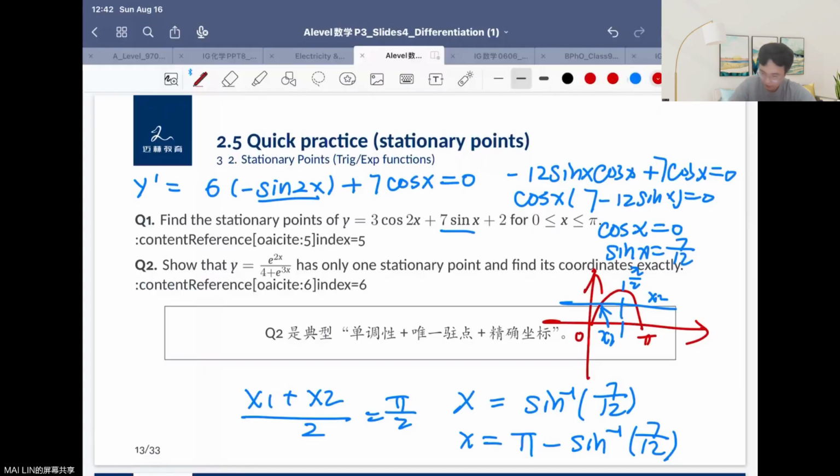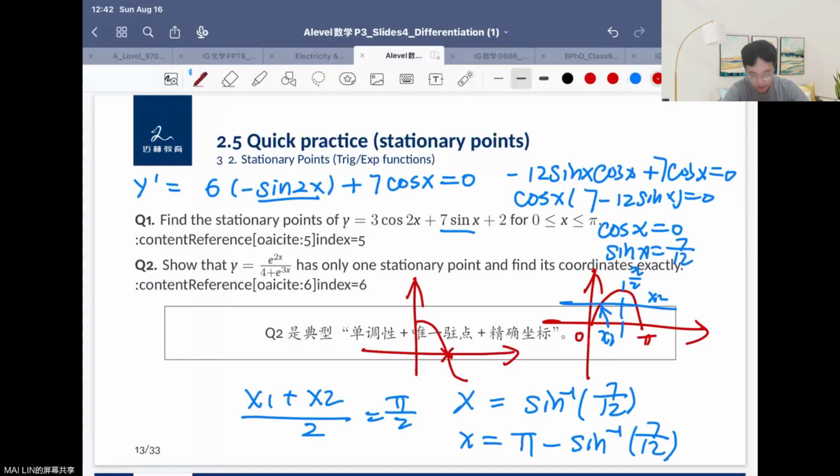And also we have cosine x. So you can draw a coordinate system and draw cosine x, and set it to 0, so there is only one intercept, x equals pi over 2, right? So we have three stationary points here, but remember that a stationary point is a point. You have to write down the coordinates of the point, so don't forget to write down the y value here, okay? That is question one.